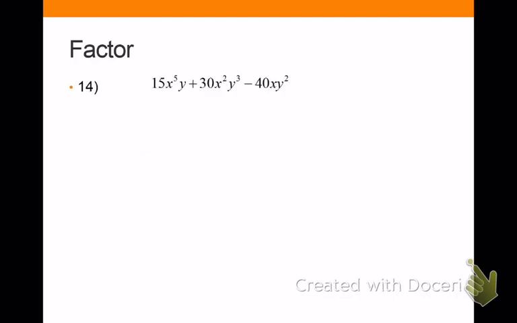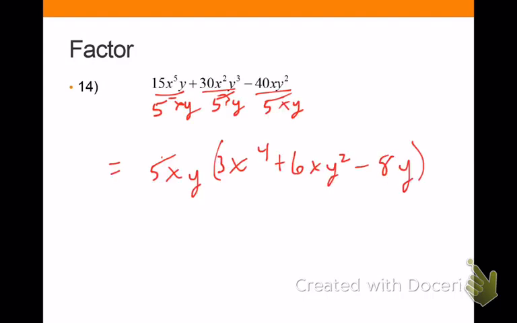Okay? Right. A couple more here for you. Try 14. And here's 15. Fill that in. Try these two and see what you come up with. Bingo. 5xy is your greatest common factor. So you divide 5xy into all three terms there. You should get 3x to the fourth plus 6xy squared minus 8y.